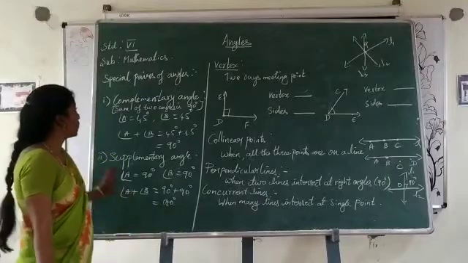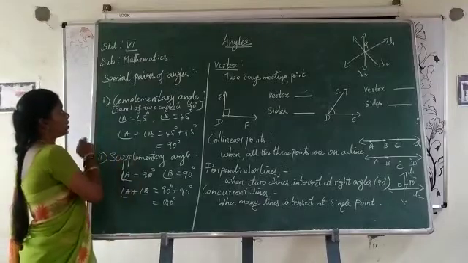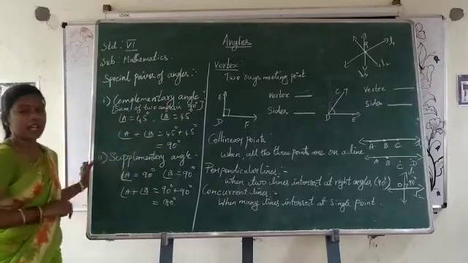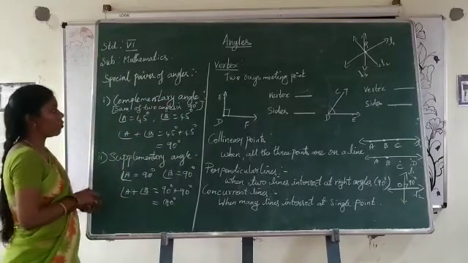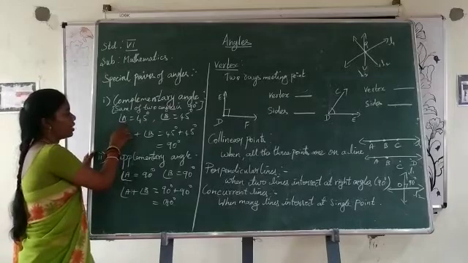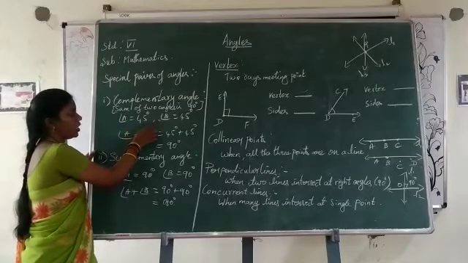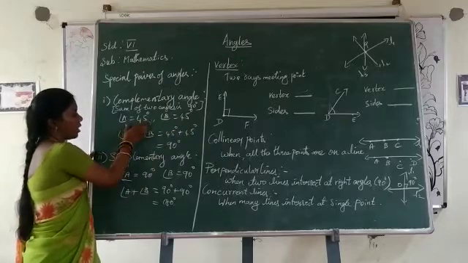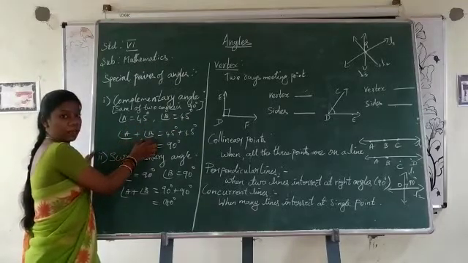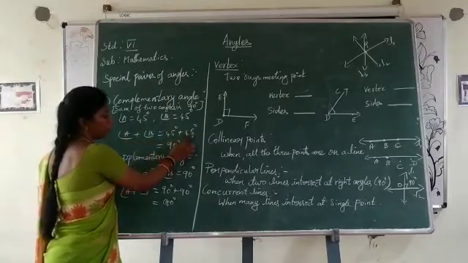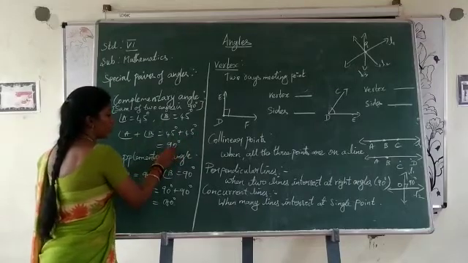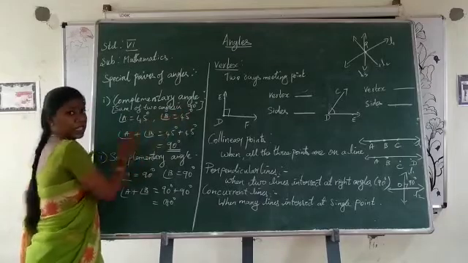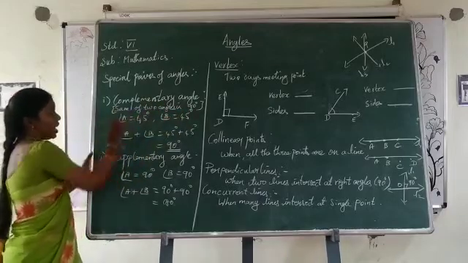Next one is special pairs of angles. The first one is complementary angles. If the sum of two angles is 90 degree, they are known as complementary angles. Consider this one. Angle A is equal to 45 degree and angle B is equal to 45 degree. You can add the two angles, that is angle A plus angle B is equal to 45 plus 45, you get 90. So exactly 90 degree. That is, the sum of two angles being 90 degree is known as complementary angles.